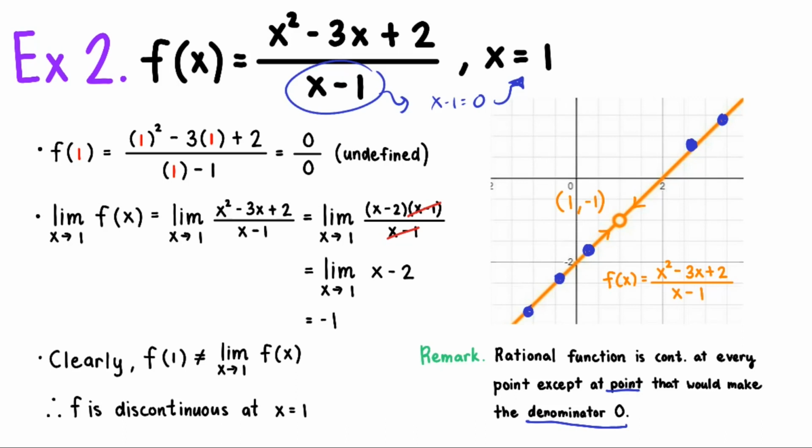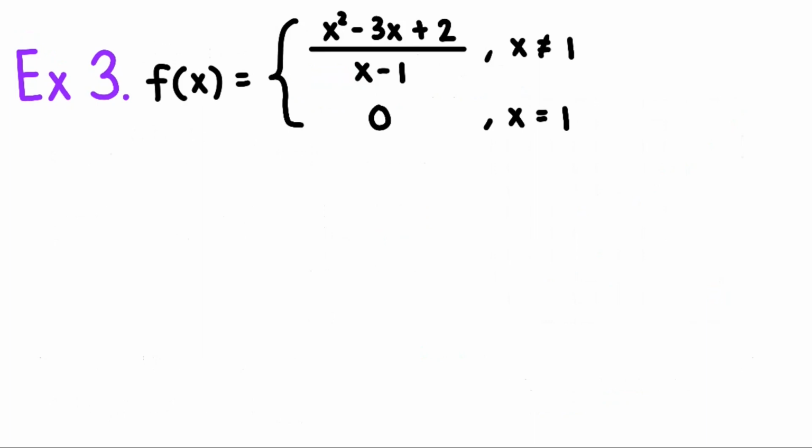So now let's move on to our last example. In here, we are given f of x equals the piecewise function x squared minus 3x plus 2 all over x minus 1 if x is not equal to 1, and 0 if x is equal to 1. So again, feel free to pause the video so that you may try this one first on your own.